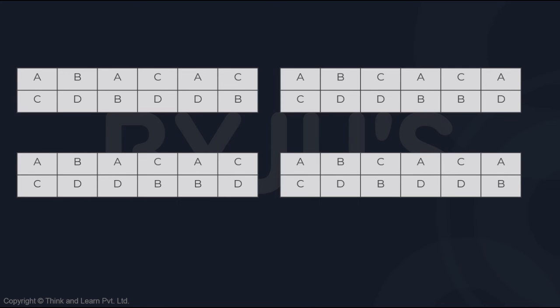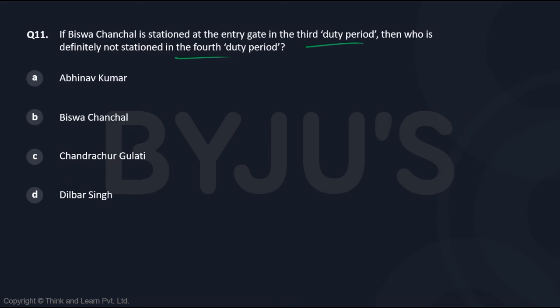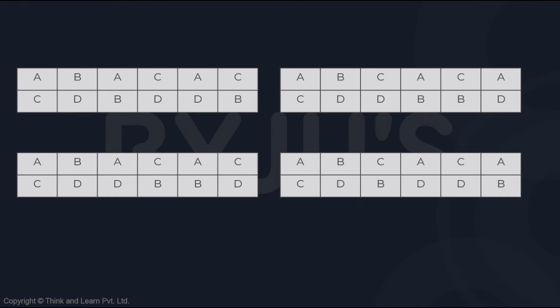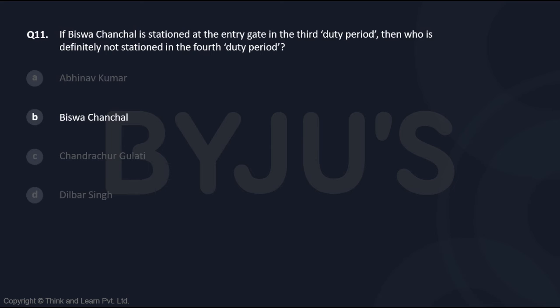Right, so once you get the four cases, let's move ahead and take a look at the questions. The first question says Biswa Chahal is stationed in the entry gate in the third duty. So B is in the third duty, then who cannot be in the fourth duty? So let's take a look at it. B is in the third duty. This is not the case. This is not the case. This is the case. So we have, in this case, fourth duty is C and D. In this case, fourth duty is A and D. So who is missing? B cannot be in the fourth duty. So the answer is Biswa Chahal himself. He cannot be in the fourth duty.